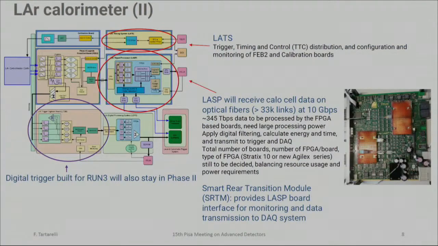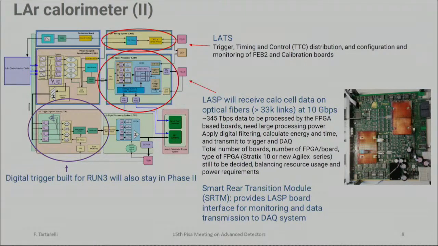Then the data is sent off detector, where there is this board, which is called the LASP, which will receive all the CaloCell data with optical fibers at 10 gigabits per second. And all this amount of data will be processed by an FPGA-based board, which will do digital filtering, calculate energy and time, and transmit the data to trigger and the DAQ.